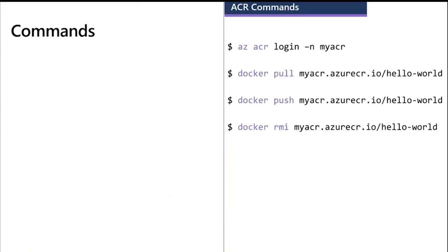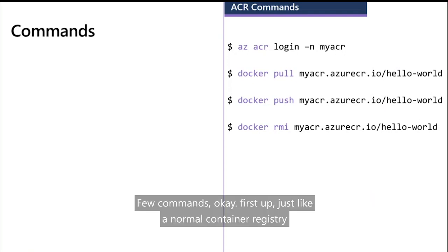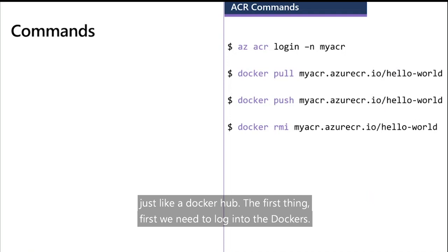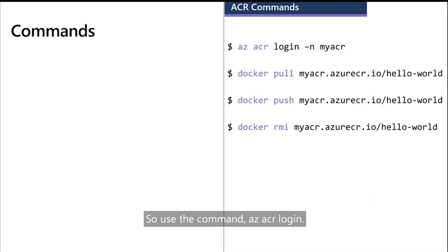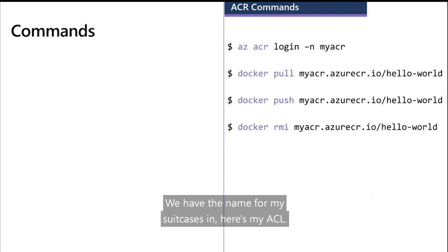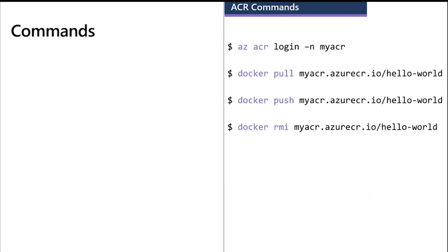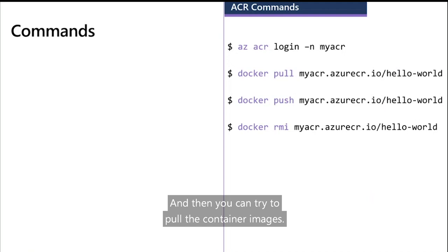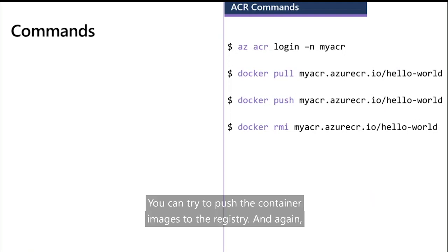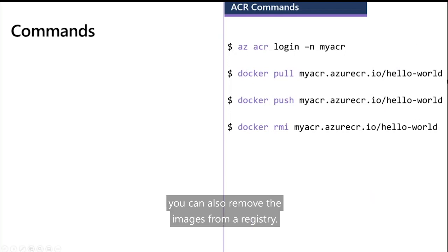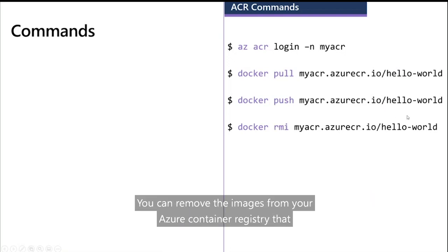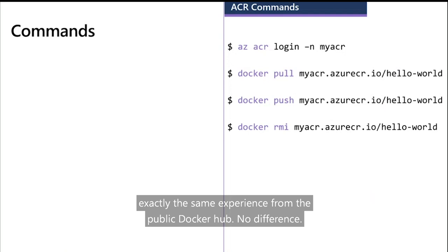So, first up, a few commands. Just like a normal container registry, just like Docker Hub, the first thing first, we need to log in. So use the command az acr login with your name, in my case here, my ACR. And then you can pull the container images, you can push the container images to a registry, and then you can also remove the images from a registry. A very simple command line, rmi, remove images. You can remove the images from your Azure Container Registry. That is exactly the same experience as the public Docker Hub. No difference.